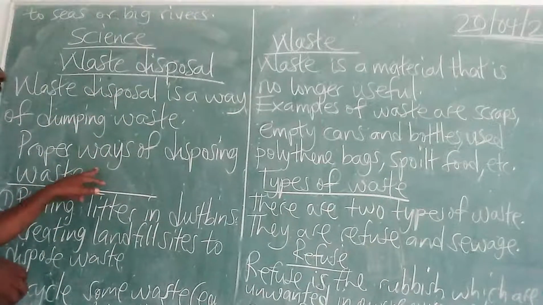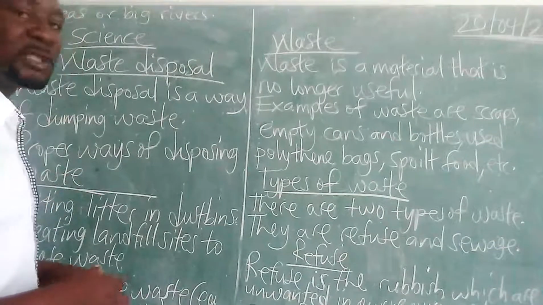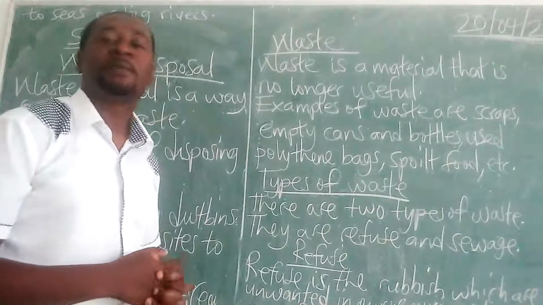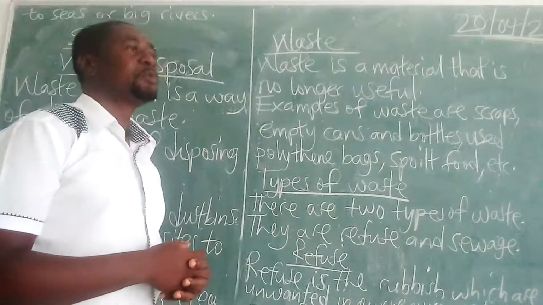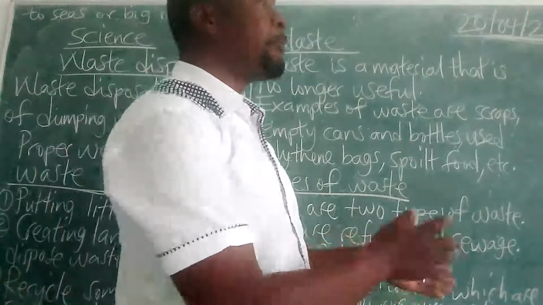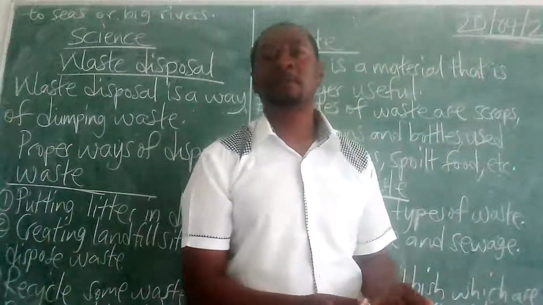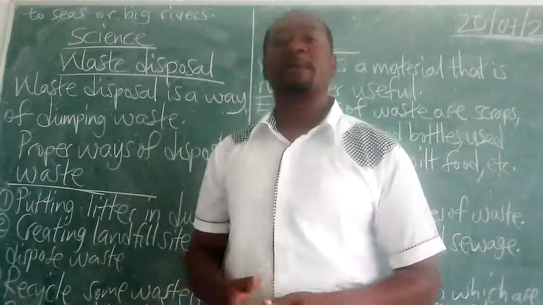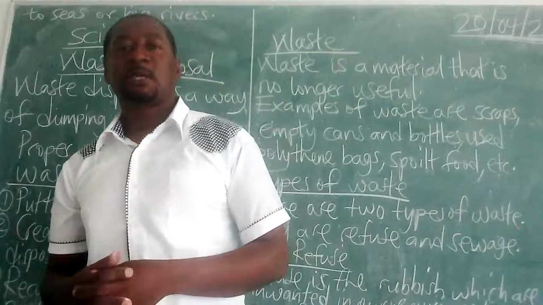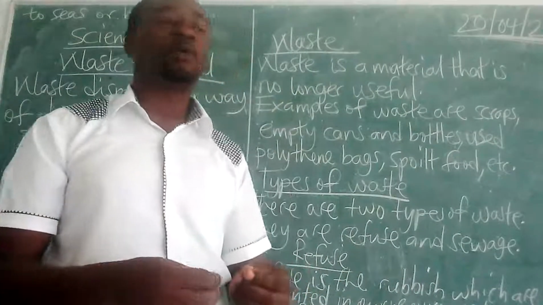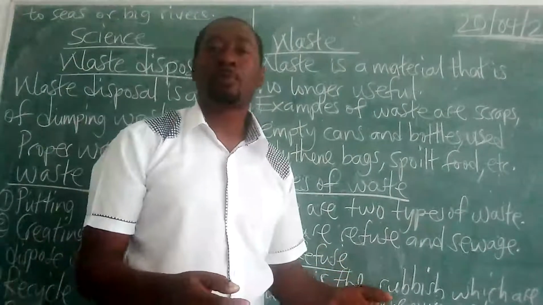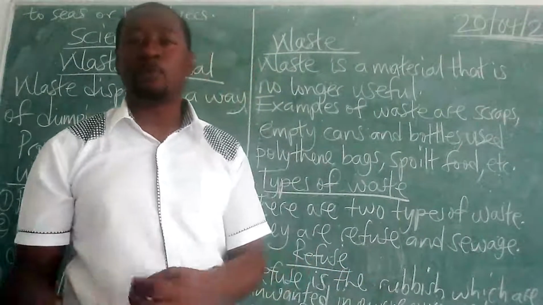Now we go to the proper ways of disposing waste. We have proper ways of disposing waste and then bad ways of disposing waste. If you throw dirt on the environment anyhow, it is a bad way of disposing waste.